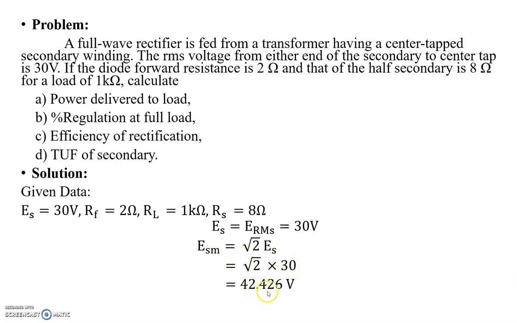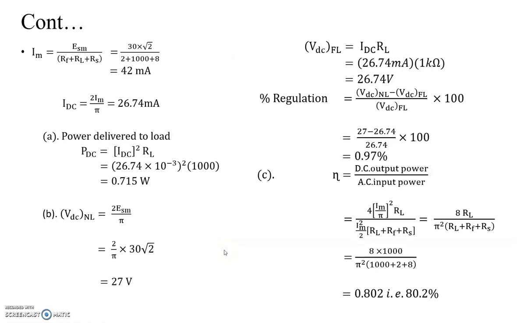ESM is equal to 42.426 volts. Now we can calculate IM. IM is nothing but ESM by RF plus RL plus RS. Substitute the values and the IM value is 42 milliampere. Next, IDC is nothing but 2 IM by pi. You know IM already, so just substitute and find out the IDC, which will give 26.74 milliampere.